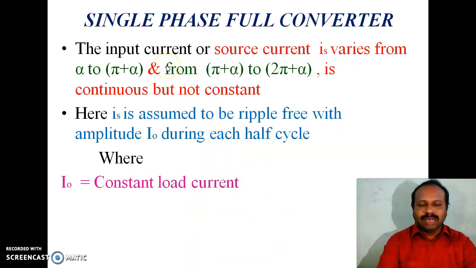In case of the single phase full converter, the input current, also known as source current Is, varies from alpha to pi plus alpha and from pi plus alpha to 2 pi plus alpha. This current is continuous but not constant. But for this derivation, we assume I0 is constant.